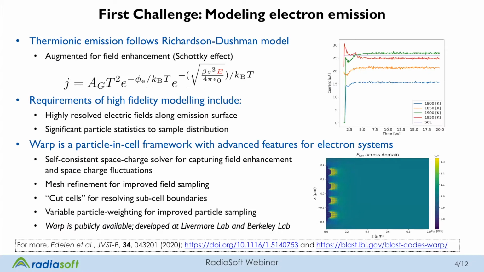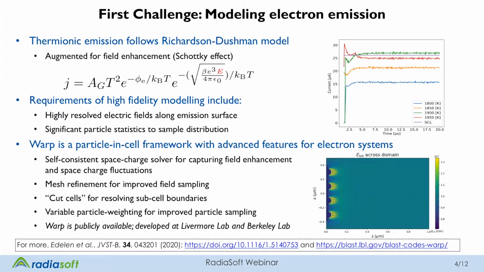So the first challenge that I discussed is that of modeling the electron emission. And thermionic emission traditionally follows what's known as the Richardson-Dushman model. This model can be augmented for things like field enhancement, such as including the Schottky effect and various other features. But generally speaking, the Richardson-Dushman model relates the emitted current according to the temperature of the emitter. So there's a T-squared factor in the emitted current density, as well as the work function of the emitter, for which the current varies exponentially, and the applied electric field, which is also an exponential effect.